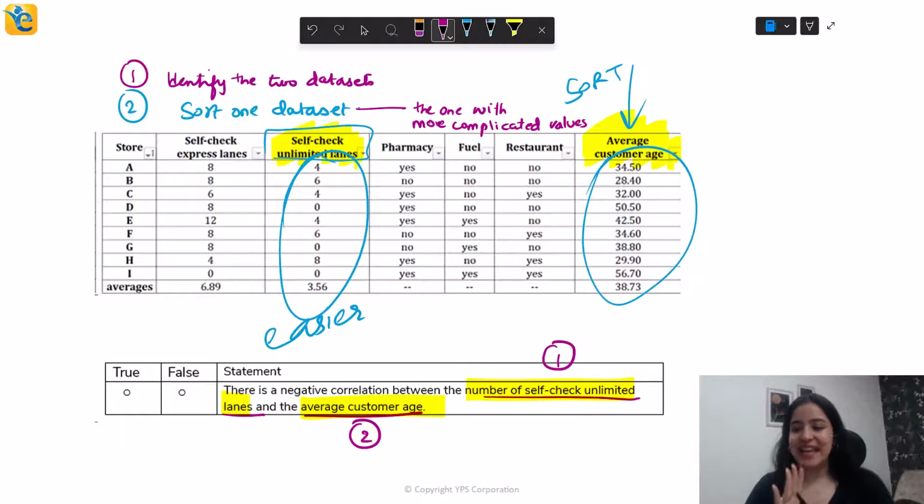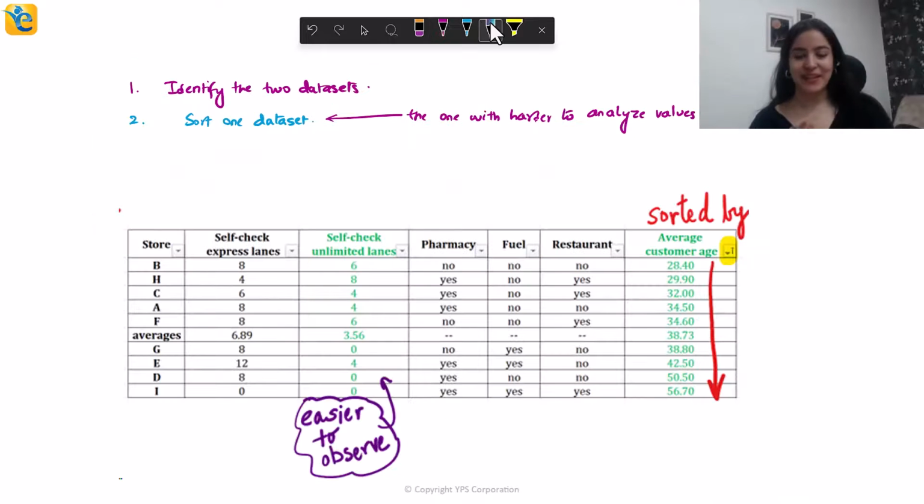Now, let's get a cleaner slate and focus on these two. Perfect. Here we are, well organized. We sorted by the average customer age. Now the values are sorted, so you have the smallest value here on top and the greatest value down below. And the other one, the self-check unlimited lanes, which has the easier values, is the one we will use for our observation.